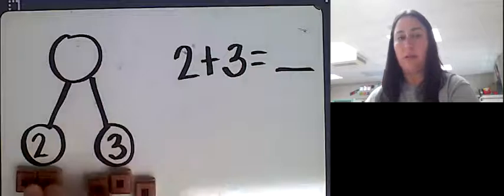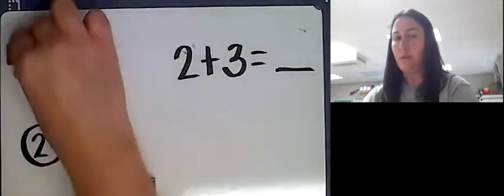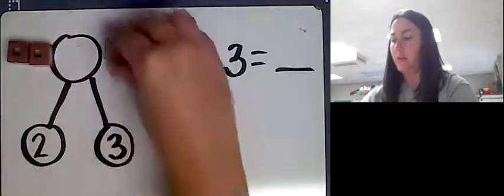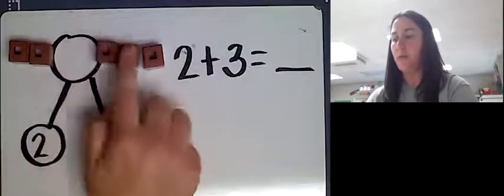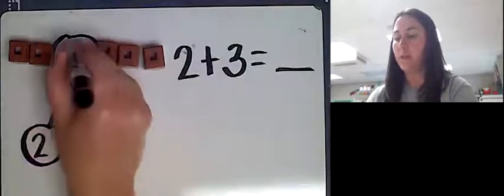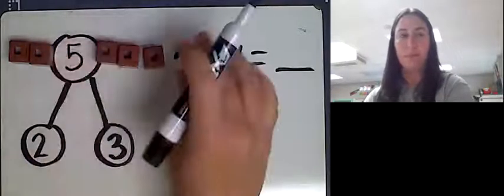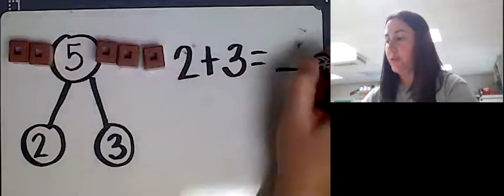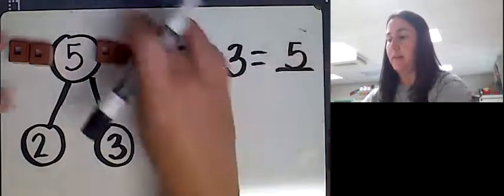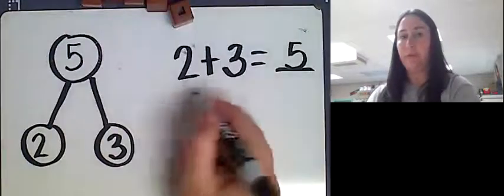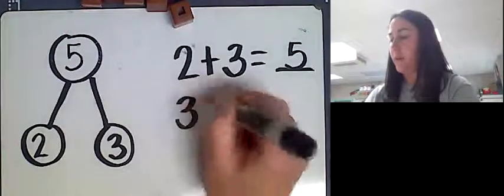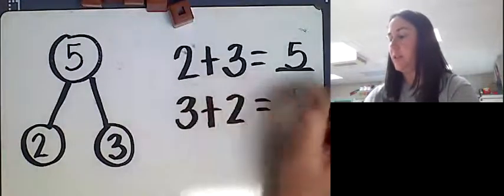and 3 cubes, 2 cubes will follow the path as well as 3 cubes, and they come together to make 1, 2, 3, 4, 5. So 5 is your whole. So 2 plus 3 equals 5. You can also flip the two parts and know that 3 plus 2 equals 5.